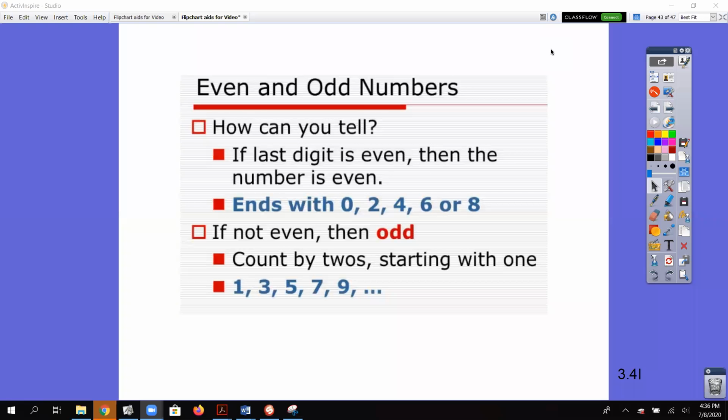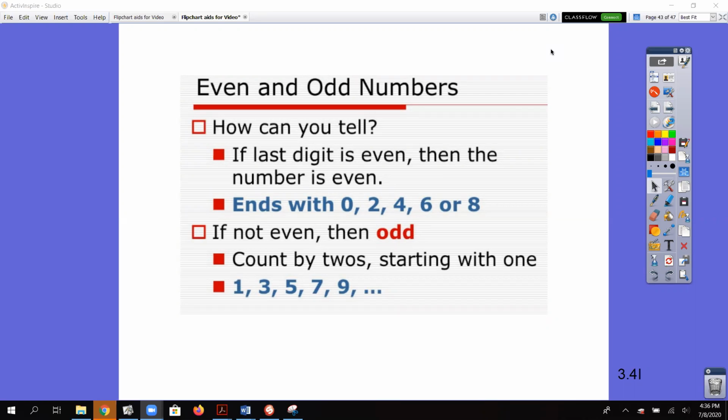Hello there. We are looking at even and odd numbers today, 3.4i. So we're going to be doing just a little quick activity to determine how to find out if a number is even or odd. So whatever number it is, however big, however small, you always look at the ones place.